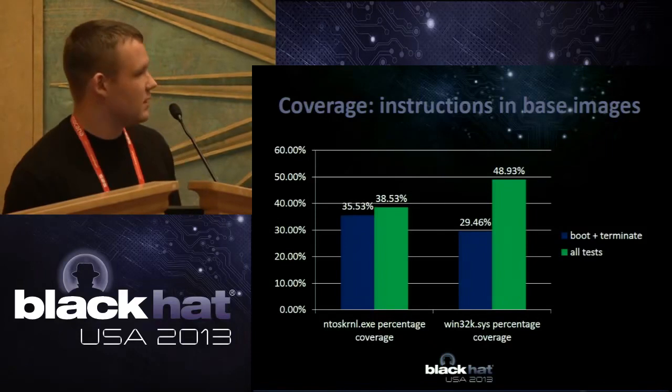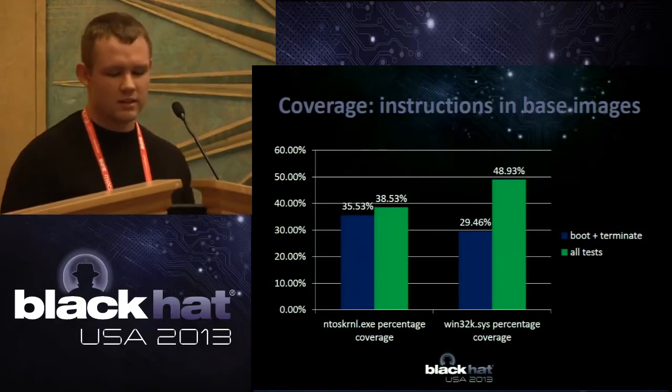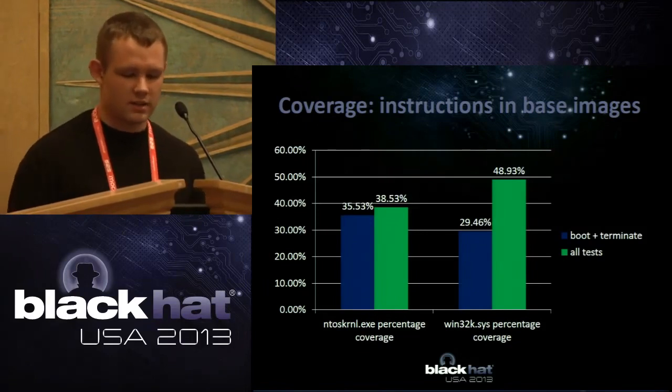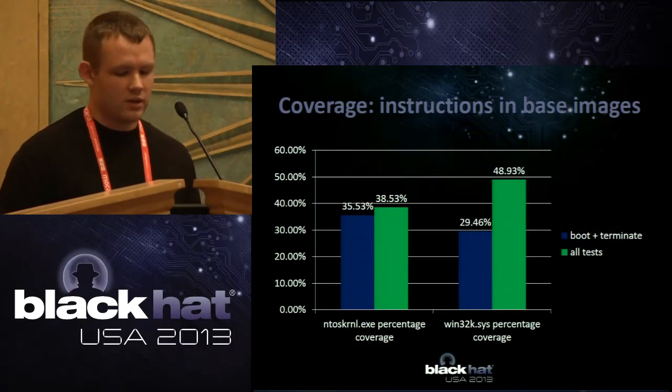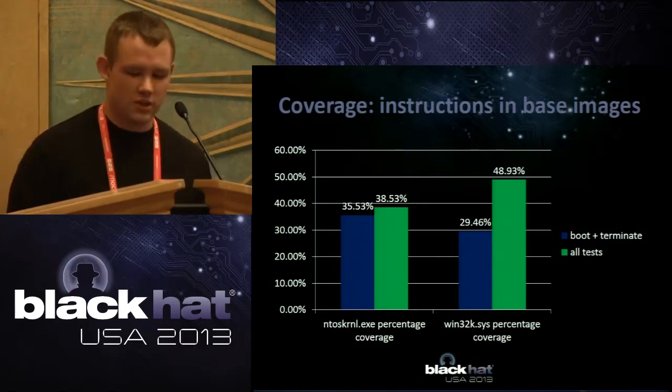The blue part is the code coverage that we got by just booting up the system and terminating it. And the green one is for running the system and running all of the tests that I listed before. So for Win32k, it's not really that bad. It's like 50% coverage, but there's still much room for improvement.